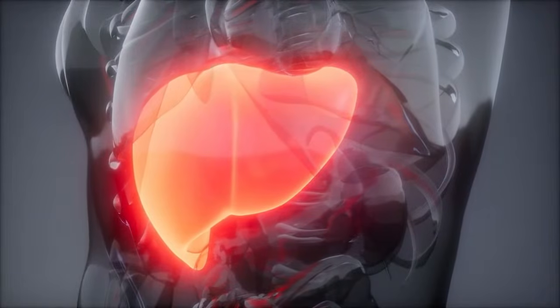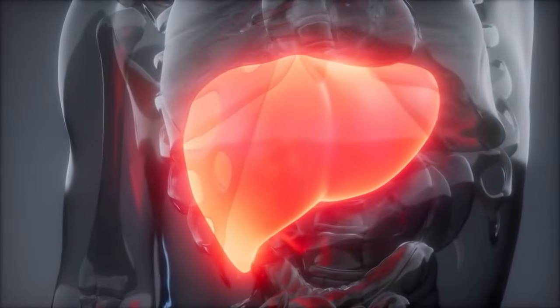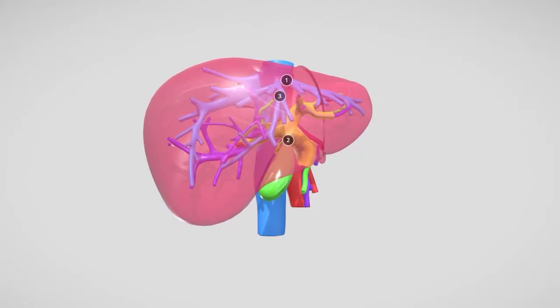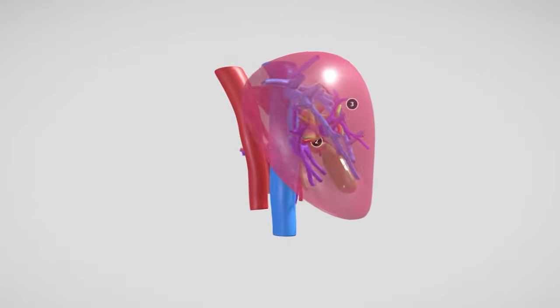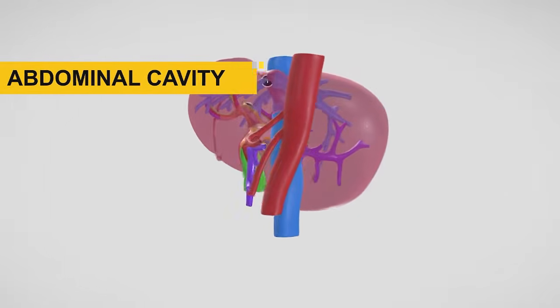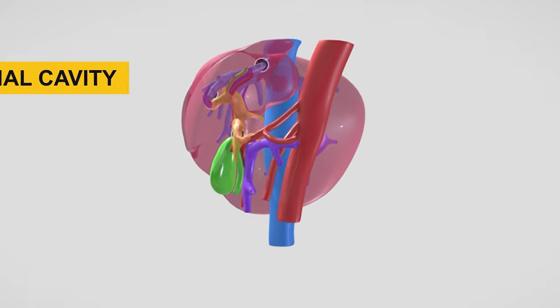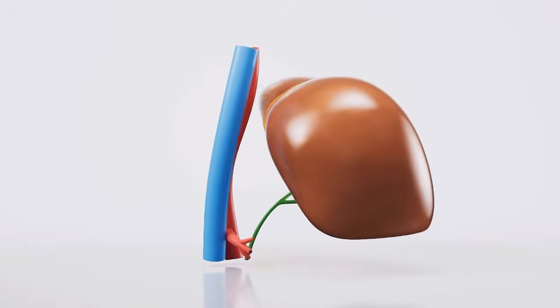The capsule also serves as a barrier that prevents the spread of infections or diseases from surrounding organs or tissues to the liver. The liver capsule is attached to the liver's outer surface, forming a close association with the organ. It also attaches to the surrounding structures in the abdominal cavity, including the diaphragm and the abdominal wall. This anchoring helps keep the liver in its proper anatomical position.